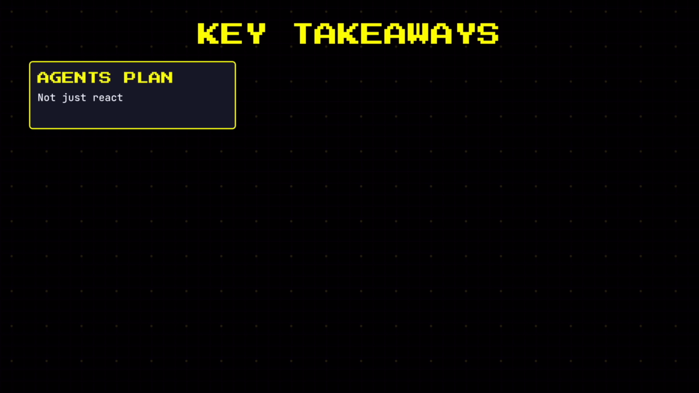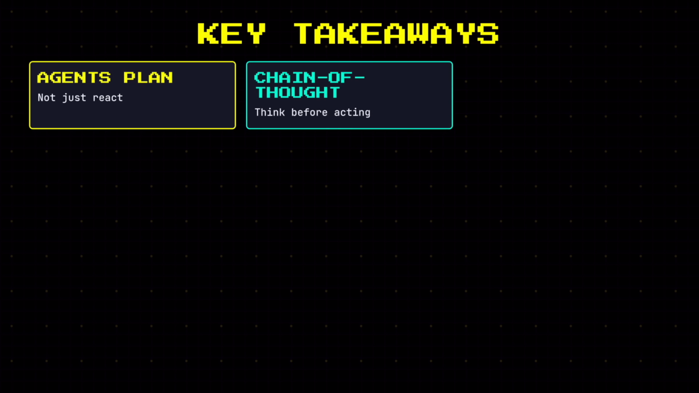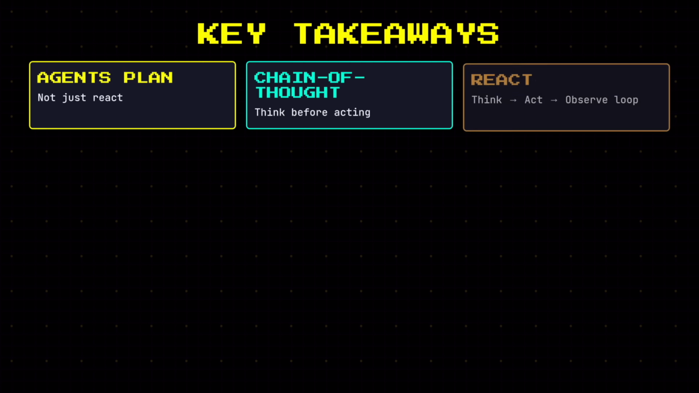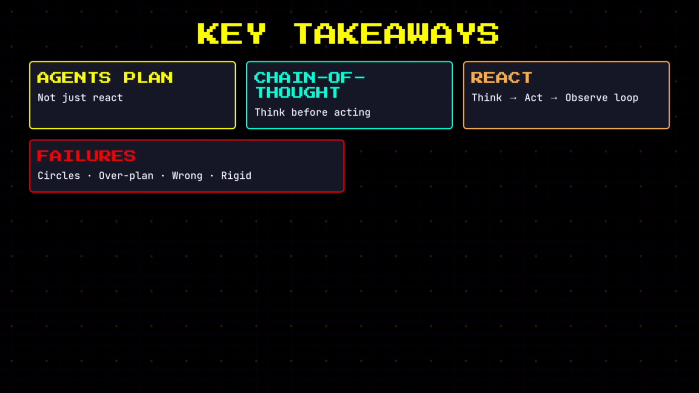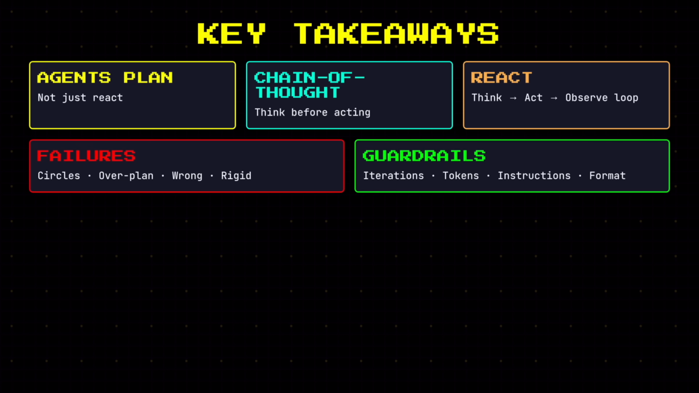Here's what you need to remember. Agents don't just react, they plan. Planning happens inside the LLM's reasoning. Chain of thought prompting makes agents think step by step before acting, which improves decision quality. ReAct is the dominant pattern, reasoning and acting in a loop. The agent thinks, acts, observes, and learns at each iteration. Common failures: going in circles, over-planning, wrong assumptions, not adapting. Good agents use guardrails: maximum iterations, token budgets, explicit instructions, and structured output. These guardrails work together to prevent bad plans and make agent reasoning robust and reliable.